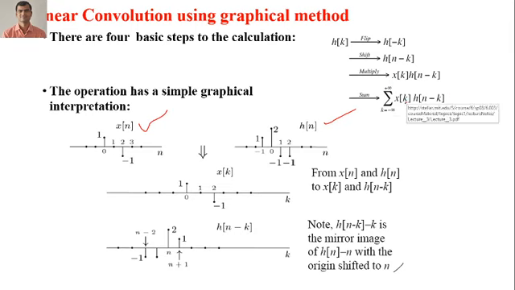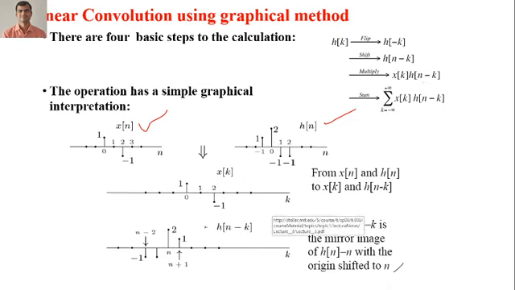Okay, so x of k will be the same as x of n, and h of minus k we first have to sketch. So h of k is there, you flip or reverse it, it becomes h of minus k, then you shift it to get h of n minus k, putting a different value of n. Then you multiply x of k and h of n minus k, and then you sum. That is how the linear convolution takes place. Now how to solve, we'll see.